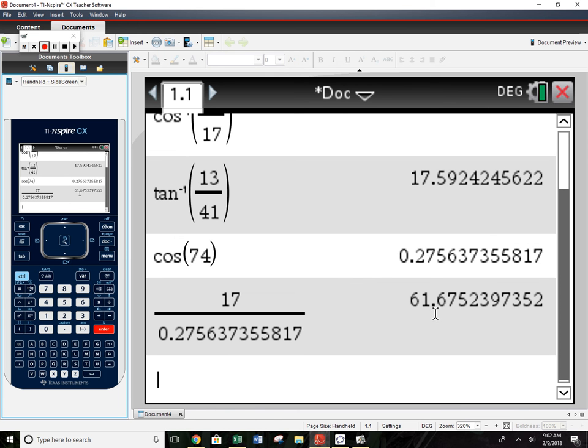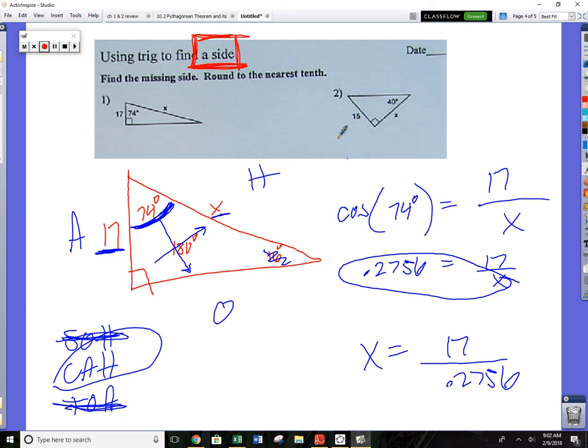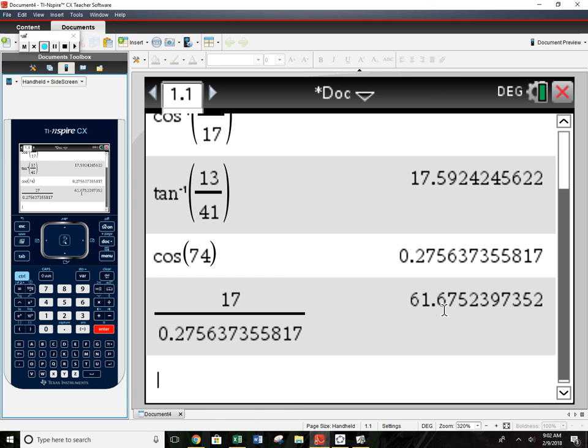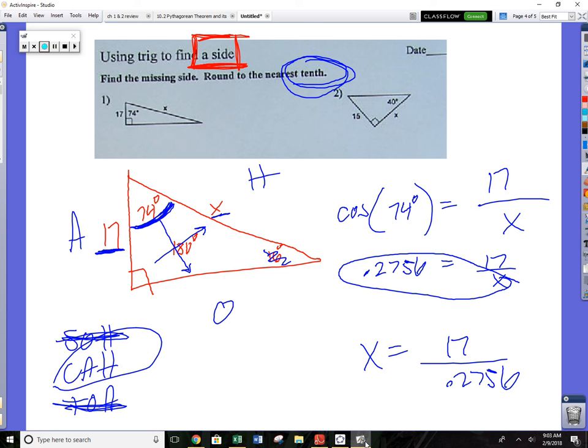61, and they want us to round it to, what do they want us to round it to? Okay, you've got to round it to the nearest tenth. So you need to go 1 decimal place. So we got to go 61.6, and after the 6 is a 7. That 7 is going to push it up to a 7. So this side is x equals 61.7 inches or centimeters or whatever it is. That's how long the hypotenuse is. The hypotenuse is pretty long.